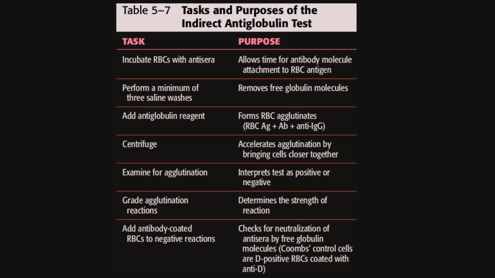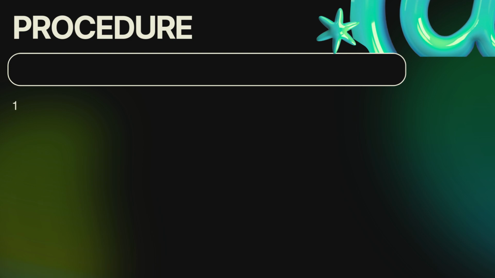So it's like negative, 1 plus, 2 plus, 3 plus, 4 plus, and add antibody coated RBCs to negative reactions. So this checks for neutralization of anti-sera by free globulin molecules. So that's your Coombs control cells, the check cells, which are D positive RBCs coated with anti-D. So group O, Rh positive. Those are your check cells.